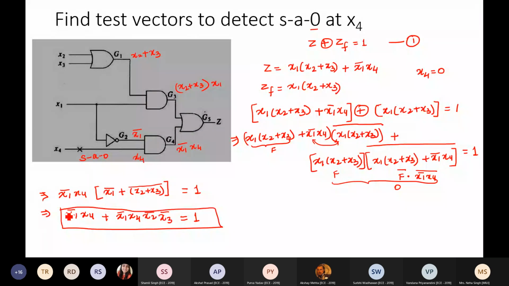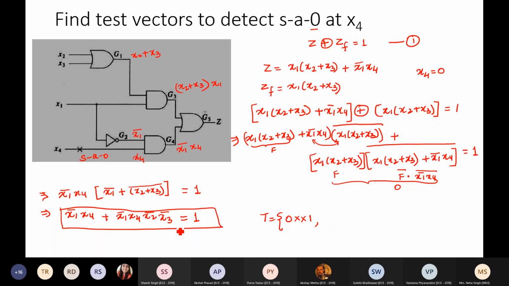So for this expression to be true, I only need the value or the test vector as T is set of all. X1 is 0. X2, X3 don't care because they do not have any value here. And X4 is 1. So the first test pattern is 0, XX, 1.